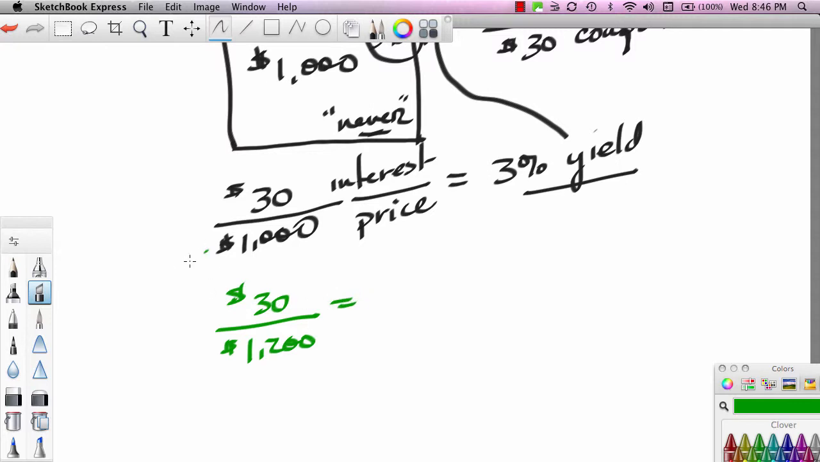Now, you may say to yourself, why would anybody pay more than face value? Why would someone pay a premium for this bond? Well, I'll show you why. There is a reason why. But let's first of all get to the yield. If you take the 30 and divide it by 1,200, what you're going to get is a yield of 2.5%. So effectively, what has happened here?